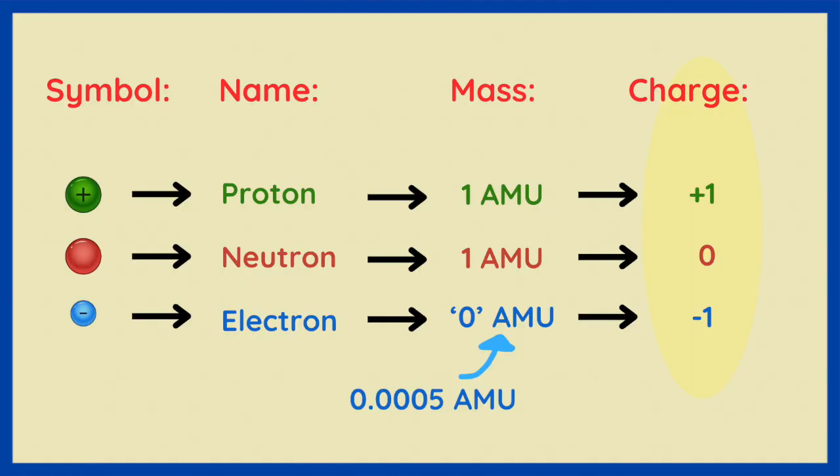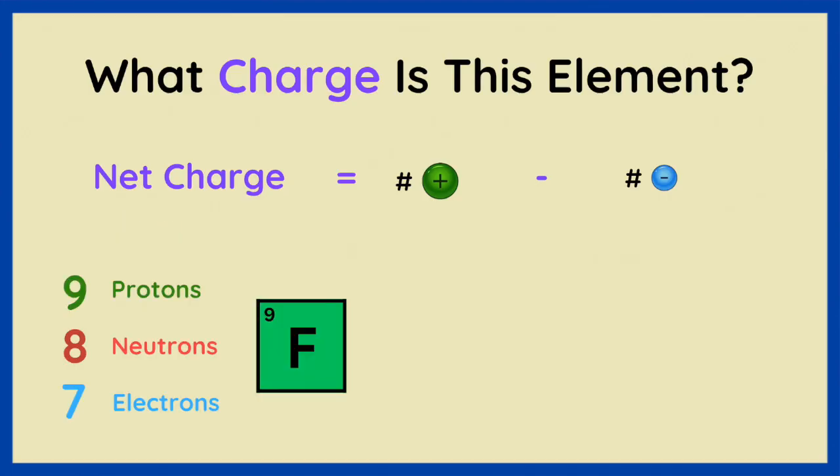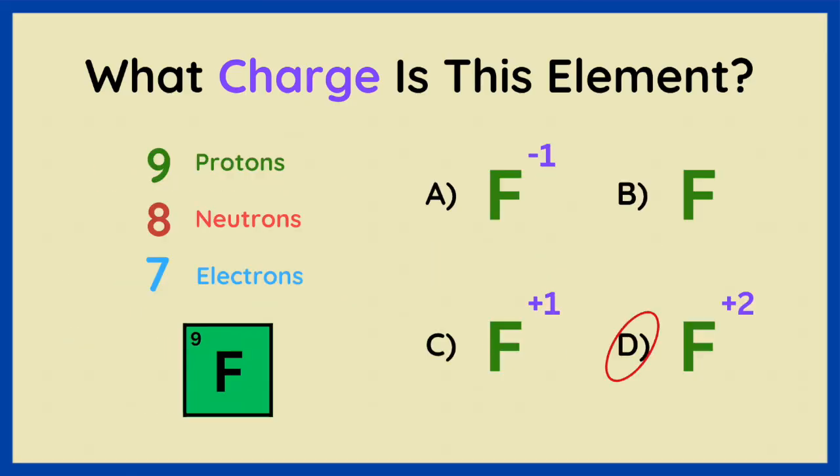Now the subatomic particles are distinguished by their mass and charge. We're talking about charge here, and a proton has a +1 charge, an electron has a -1 charge, and a neutron is neutral. Because of that, when we calculate the charge of an element composed of these subatomic particles, it's going to be protons minus electrons. We ignore neutrons because they don't contribute any charge. So for our fluorine element of interest, since we have 9 protons and 7 electrons, the charge overall is going to be 9 minus 7, therefore +2 overall, making D our final answer, F2+.